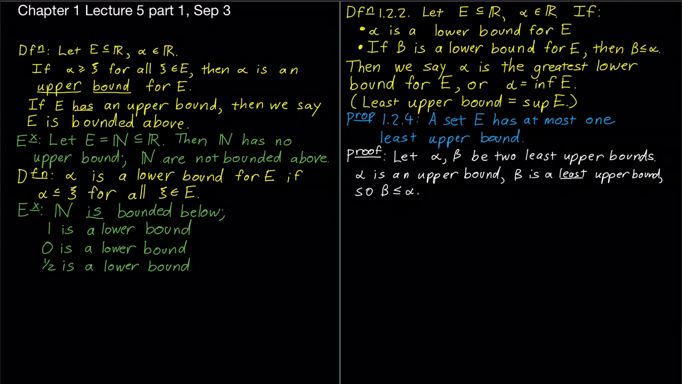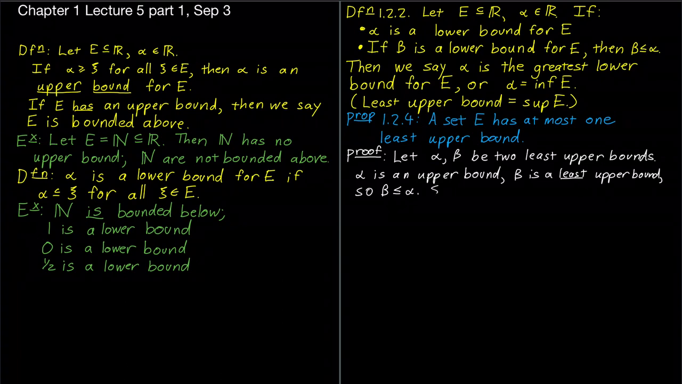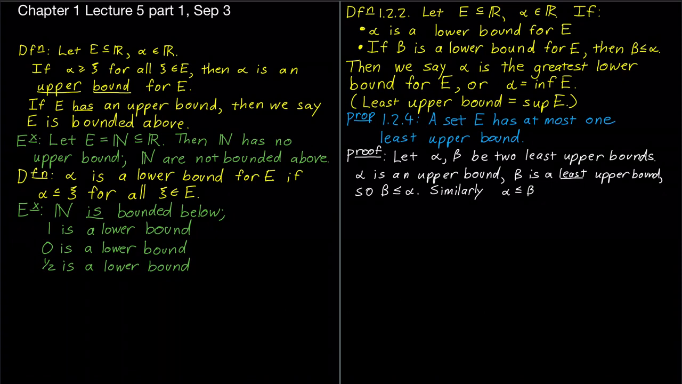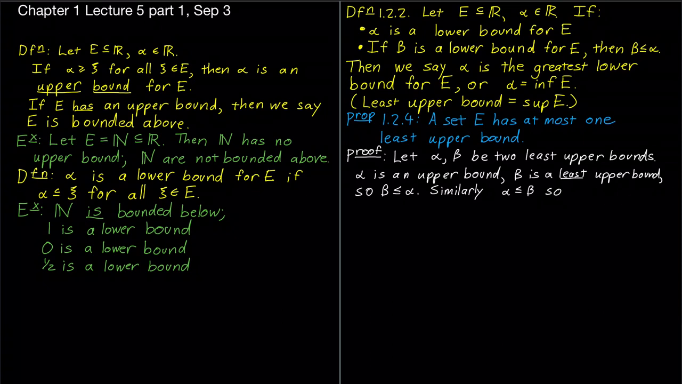But the same thing's true in reverse. Alpha is the least upper bound. It's smaller than all of the upper bounds. Beta is an upper bound. So similarly, alpha is less than or equal to beta. And the only way you can have inequalities like this that go both ways is if the two things are in fact equal to each other.